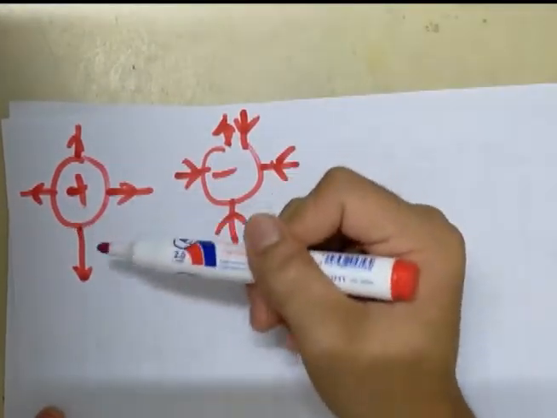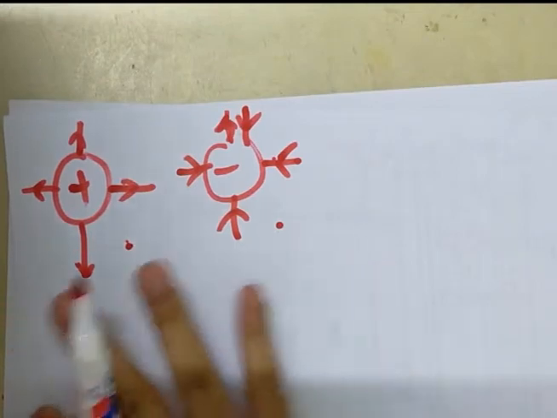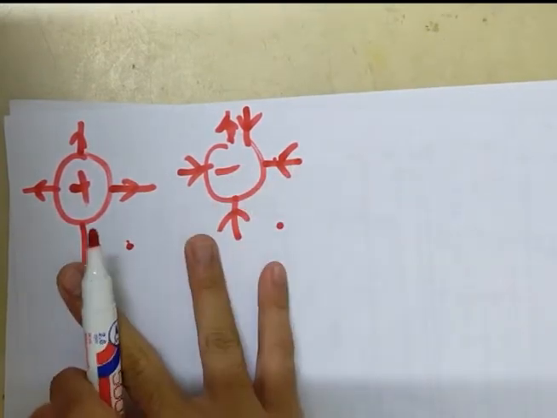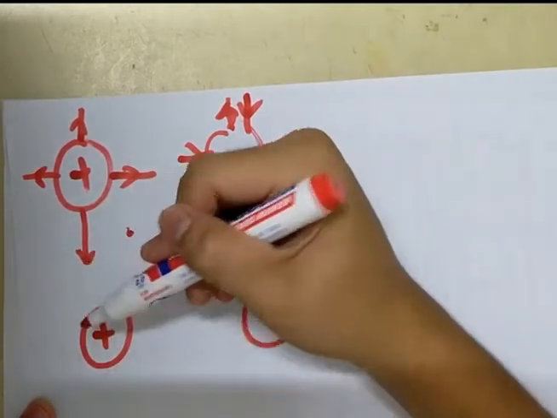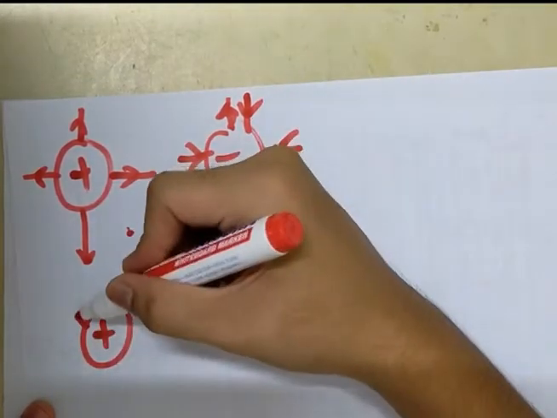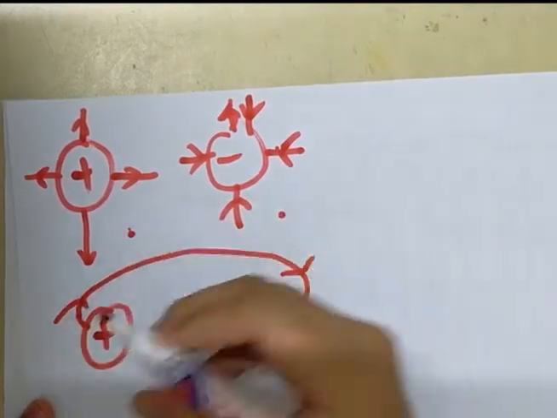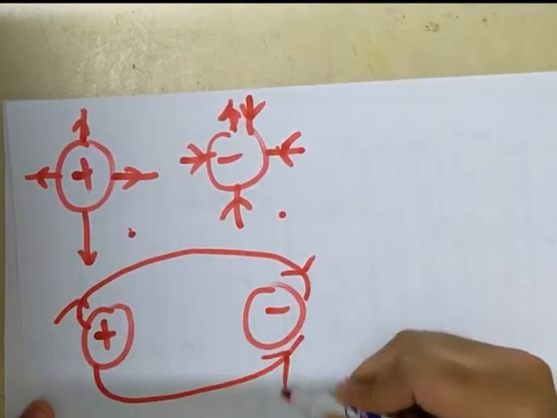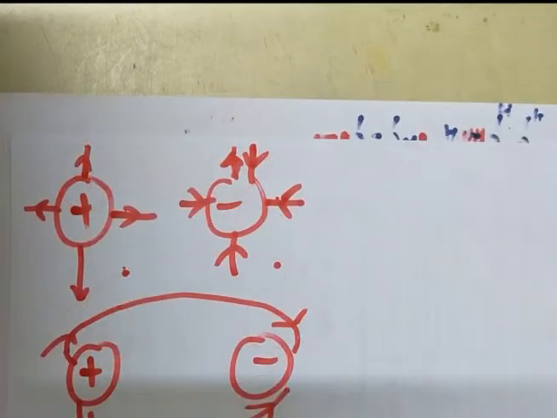Remember, positive goes outwards, negative goes inwards. Just memorize this. Negative goes inwards, positive goes outwards. So when you have a positive and a negative, your positive one will go outwards, and when it goes outwards, it will connect with a negative. Your negative goes inwards. Okay, outwards, inwards. The next thing you have to know is the strength.